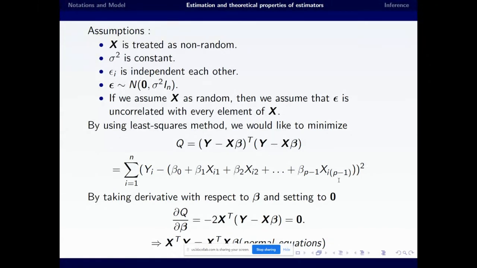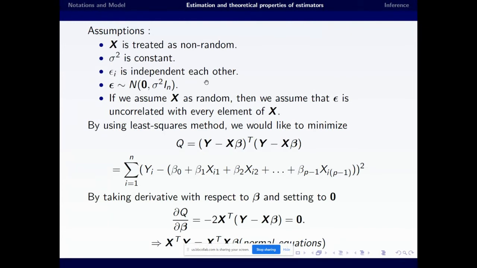And there are the assumptions. So X is treated as non-random. This is the same as the case in linear regression. And sigma squared is a constant. Sigma squared is not a function of the predictors. So sigma squared is constant, and that's going to be the same across all the observations.